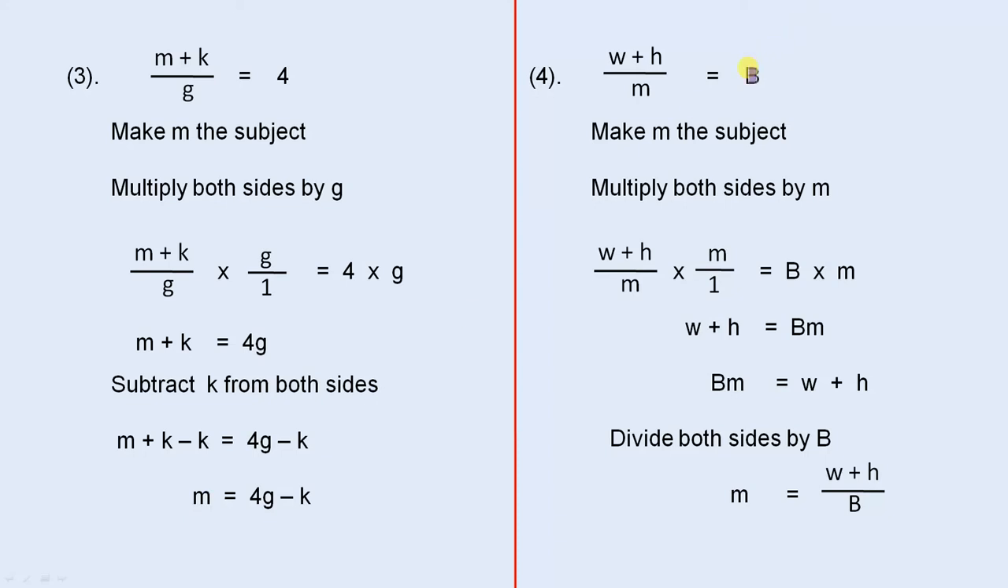And finally, w plus h over m equals b. Make m the subject. If we multiply both sides by m, that's to remove that m here. That's the working there. The m's cancel. That gives us w plus h equals bm. Swap these around to put bm on the left-hand side, divide both sides by b, and that gives us m equals w plus h all over b.